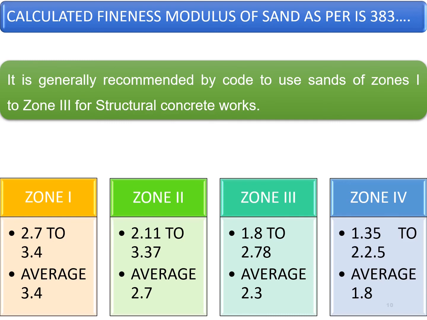4 is 1.8. So when you see that zone 3 has an average FM value around 2.3, and zone 1 has a maximum average FM value of 3.4, it is in line with the requirements given in the ASTM or USBR code, which specifies the lower and the upper limit of FM value to be in the range of 2.1 to 3.2. So directly not, but indirectly IS 383 also specifies the typical range of FM, which can be between 2.3 to 3.4 in particular.